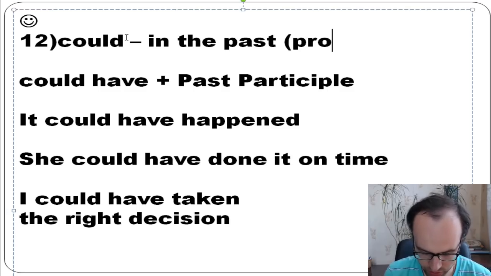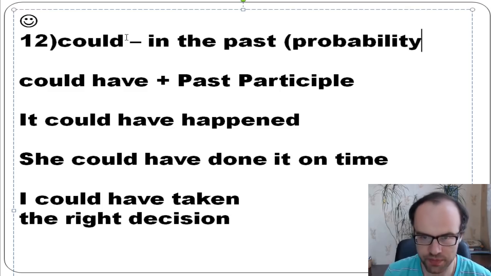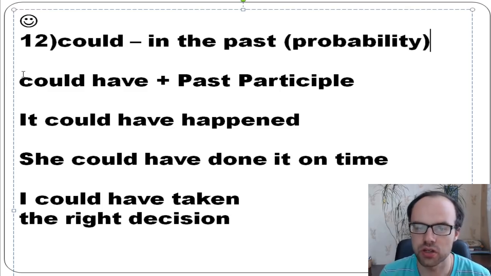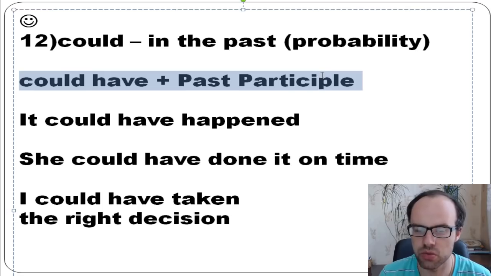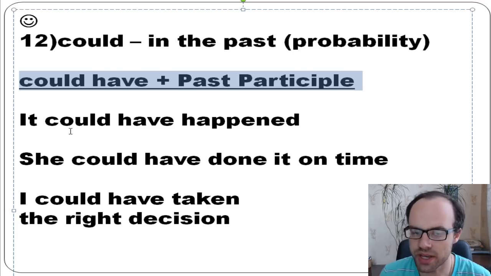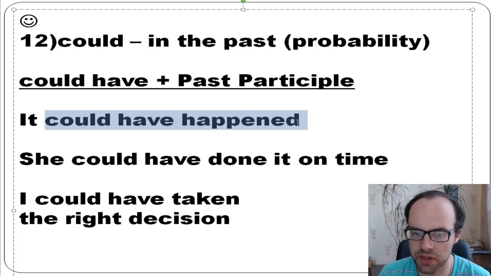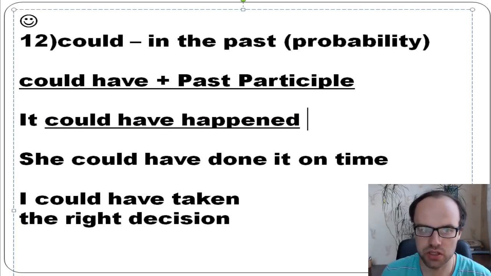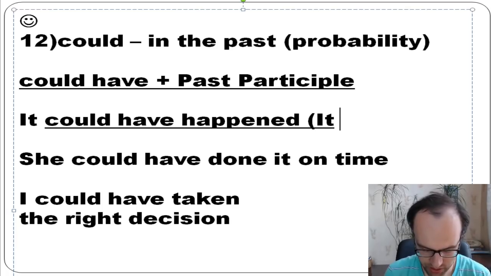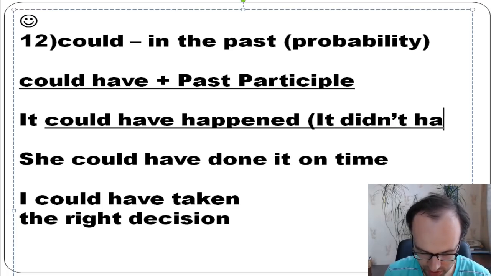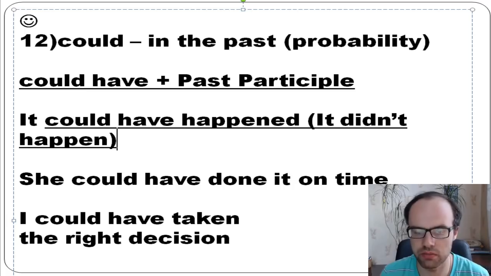If it's about probability, we use could have plus past participle. So it could have happened, but it didn't happen, okay?